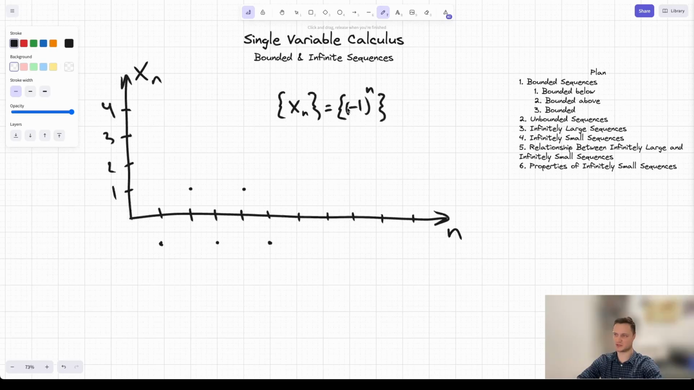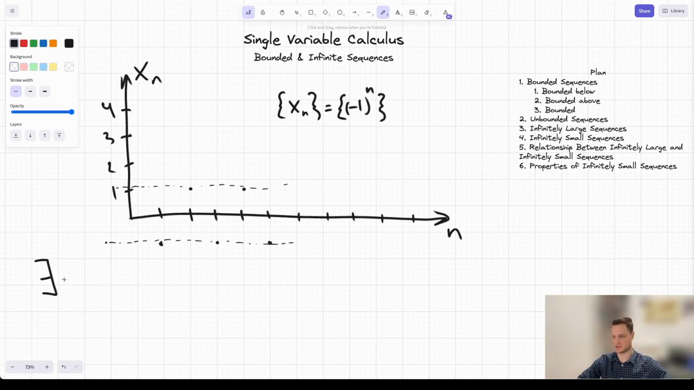This is the sequence where each element is (-1) to the power of n. So the first element will be -1, the second one is 1. So even elements will be above and the odd elements will be below. And you can see that they are surrounded from both sides. So this is the bounded above and this is the bounded below. So all elements are within this range.